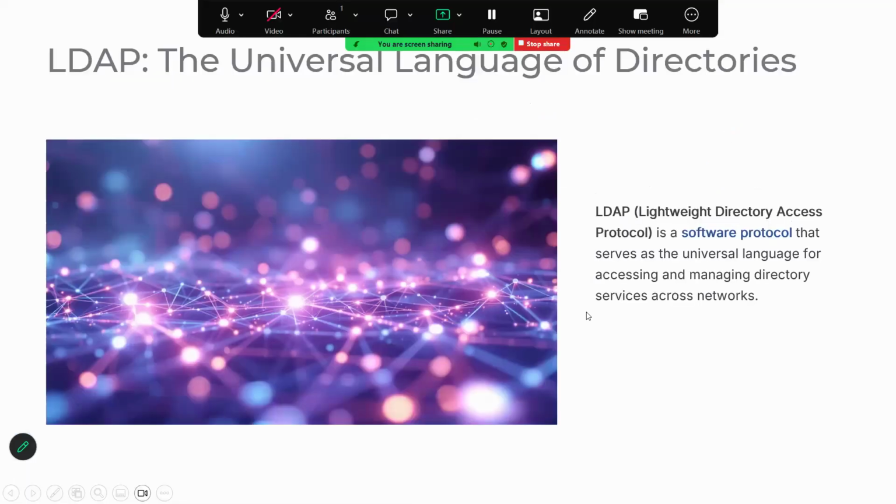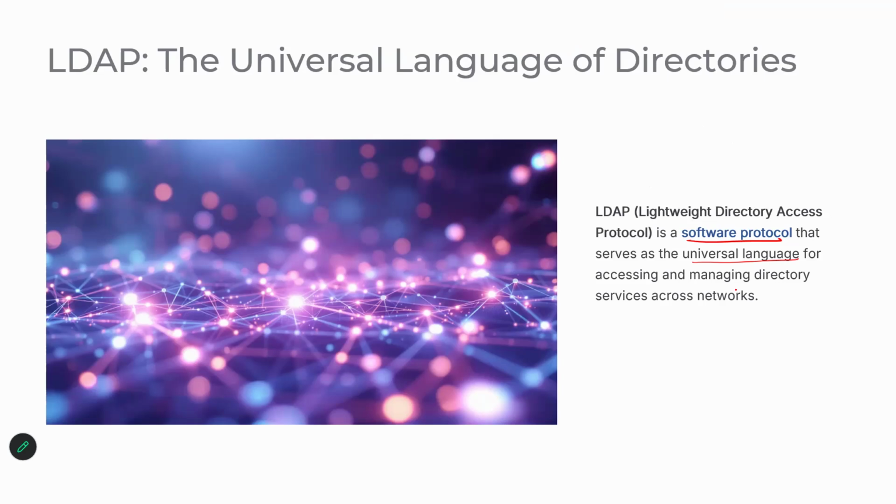First, about LDAP. LDAP is the software protocol, like I said. It is an open source protocol for accessing the directory services. It serves as the universal language for accessing and managing the directory services across the network. Now, it's a protocol for communicating with the directories, and Active Directory is the actual database and service that stores the network data. So the relationship is Active Directory uses LDAP to let the applications authenticate users.